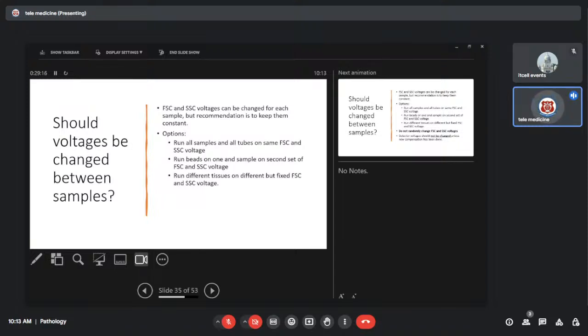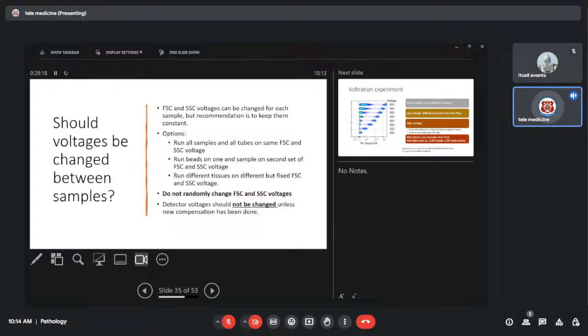So ideally, you should do your sample voltage. If say a lab is doing lymph nodes also, it is doing something like bone marrows also, then you can have different forward and side scatters for those, keep them stable in that particular assay. Do not randomly change these settings, and for the detector voltages, they should not be changed. So don't touch the FITC voltage, PE voltage.